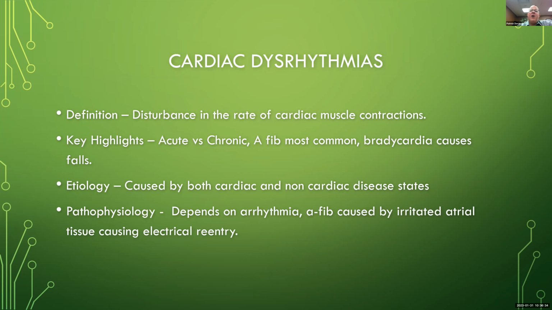Next on the list of our top 12 is cardiac dysrhythmias, okay? It's a disturbance in the rate of the cardiac muscle contraction, right? Our key highlights is we can have acute versus chronic, right? So we can have acute being SVT, or we can have chronic, which is just, hey, I've had AFib for all my life. I keep my rate under control. I'm on blood thinners and it's all good, right? But AFib is the most common.